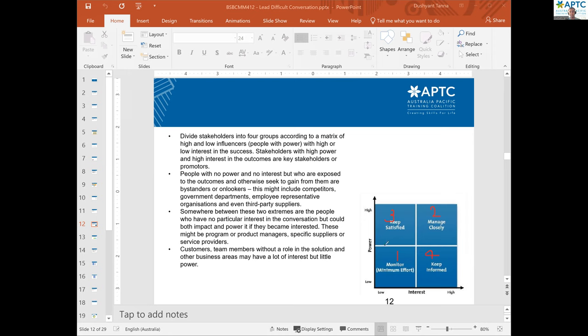Number one, monitor, right? That's your competitors, people with no power, no interest. Here comes the interest. It's low, this is high. Same thing for power, low power and high power. This is for power, this is for interest.